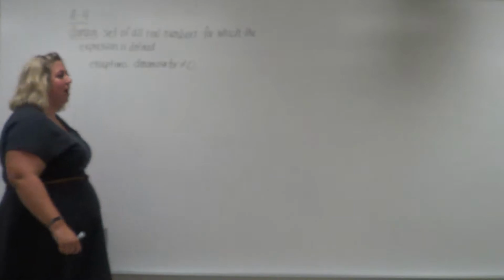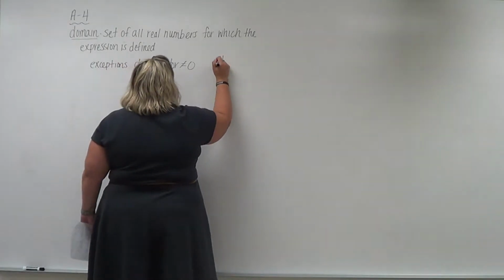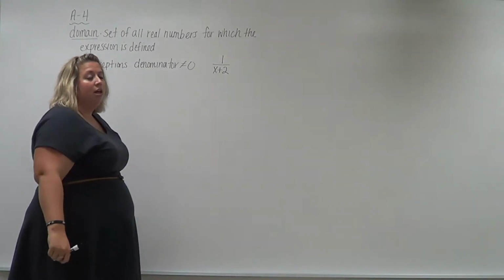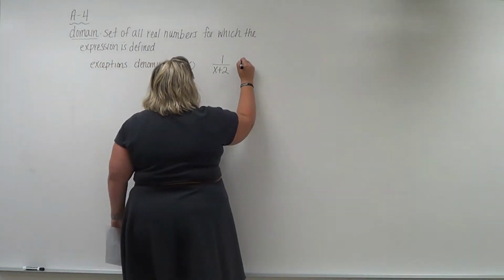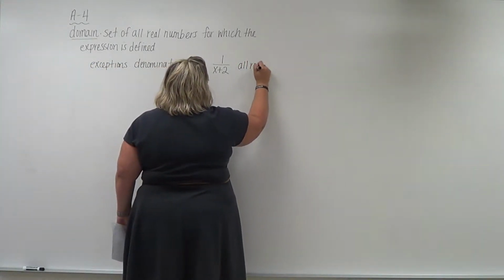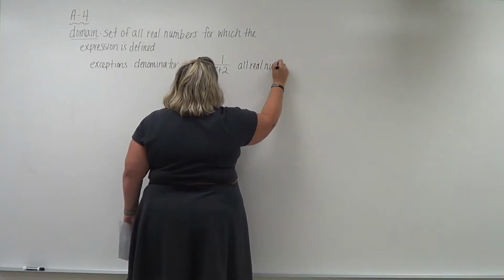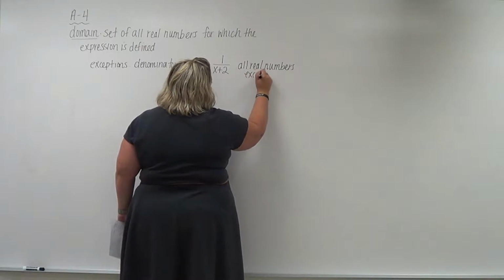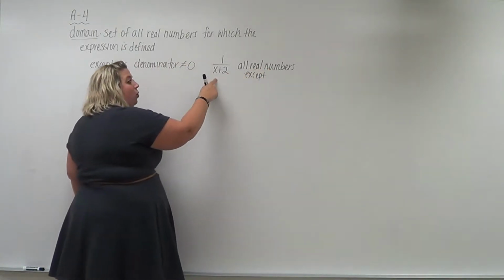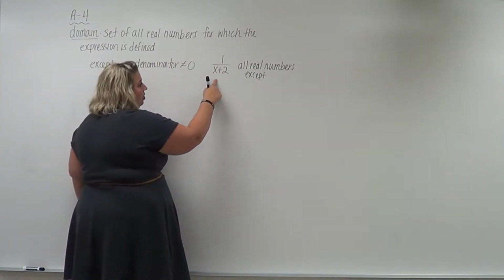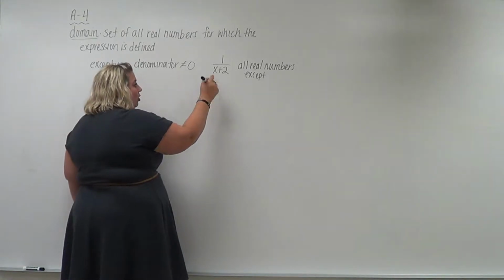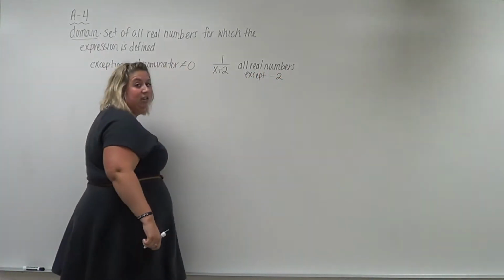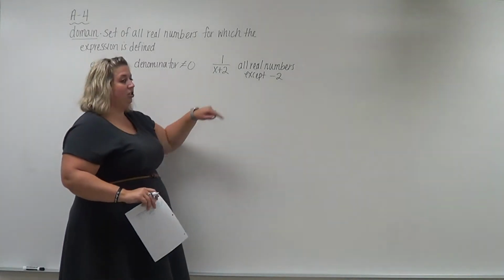So like let's say you had the expression 1 over x plus 2. My domain would be all real numbers except, and then I figure out what makes my denominator 0. So I could set this equal to 0 and solve, or I could just think in my head all real numbers except negative 2, because negative 2 plus 2 would be 0.